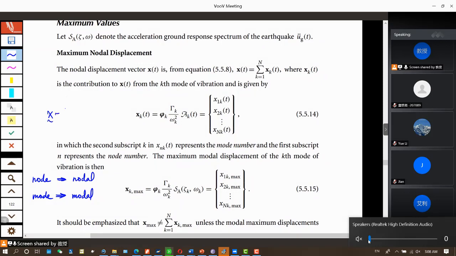And when we combine this, the first subscript is the node. Okay, first floor, second floor, and nth floor. And the second subscript is the contribution from the kth mode. Okay, so now we can find the maximum modal response for the kth mode. Okay, so the maximum modal.